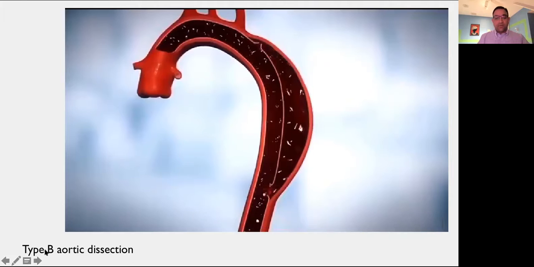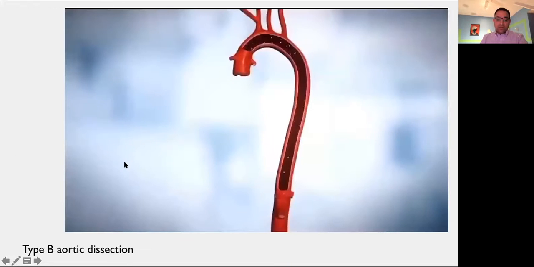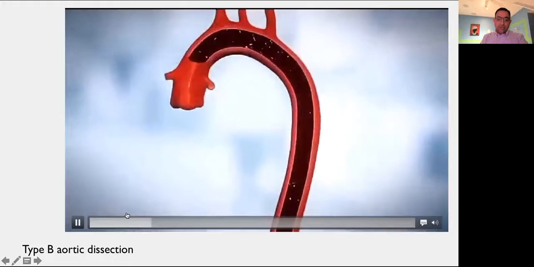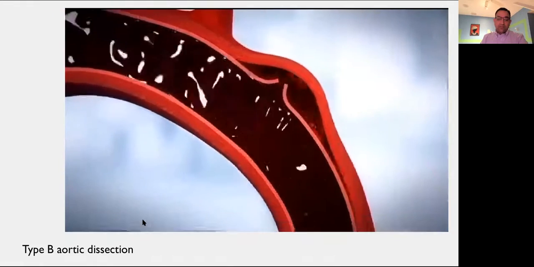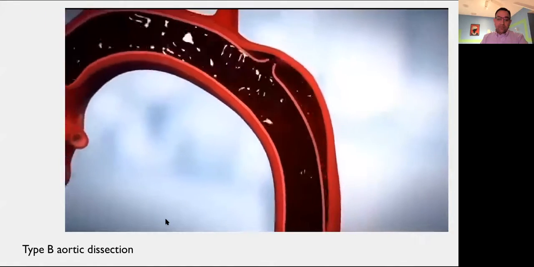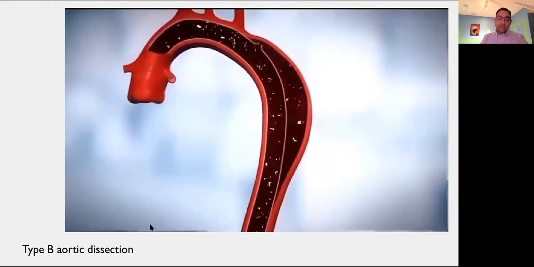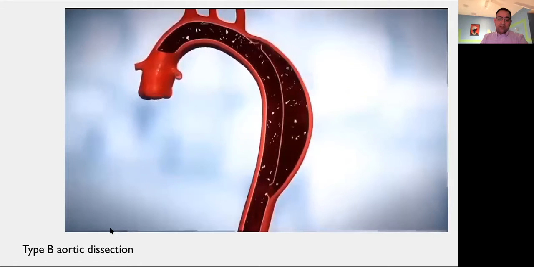Like in this, we'll go to the next animation. So we already talked about the ascending and the descending aortic dissection and the manifestations. So what happens to this patient? As we go through this animation and we see the tear in the aorta, how do you manage this? Basically, it's a stent graft repair.